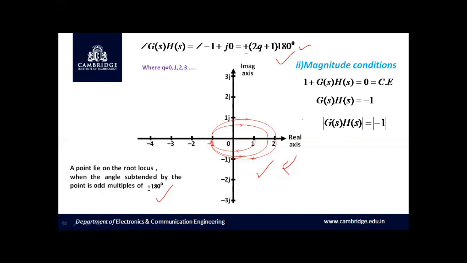Now in the function G(s)H(s), K is unknown, and hence we can find G(s)H(s) at a point P in the S-plane. So to determine the system gain K, modulus of G(s)H(s) at s equal to P will be equal to modulus of minus 1, where P is a point in the S-plane which is located on the root locus.